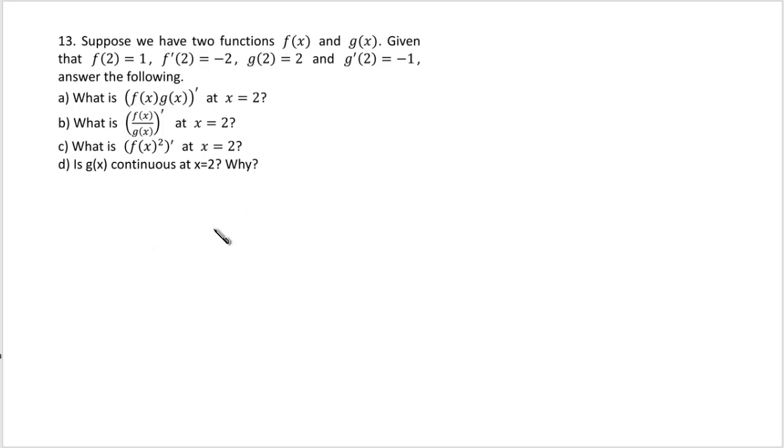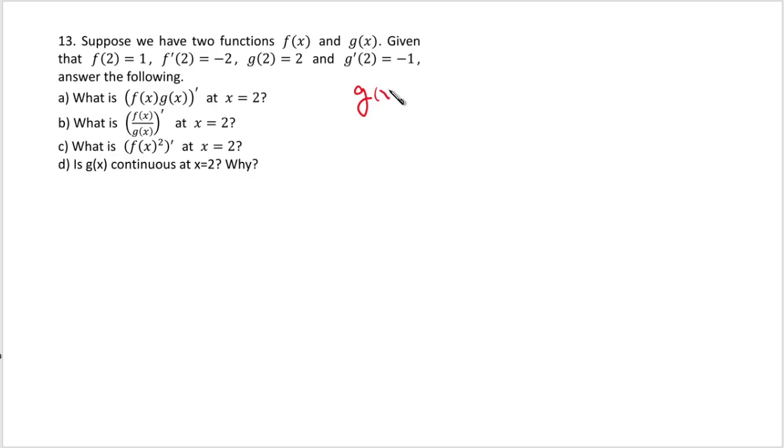Question 13. Suppose we have two functions f(x) and g(x). Given that f of 2 is 1, f prime of 2 is negative 2, g of 2 is 2, and g prime of 2 is negative 1, answer the following. Okay, what is (f(x)g(x)) prime at x equals 2?